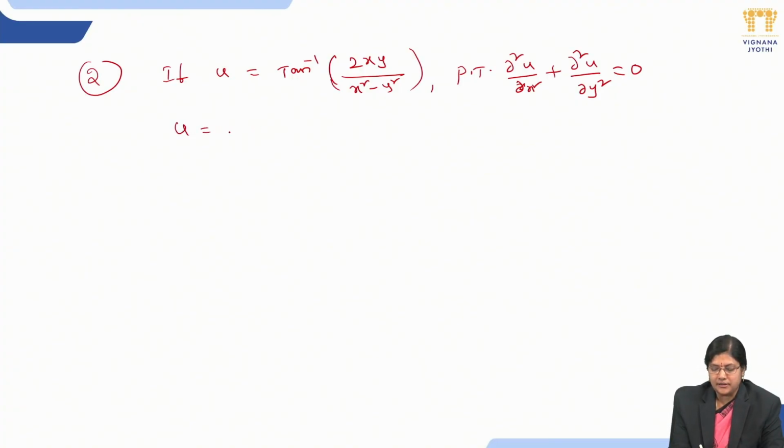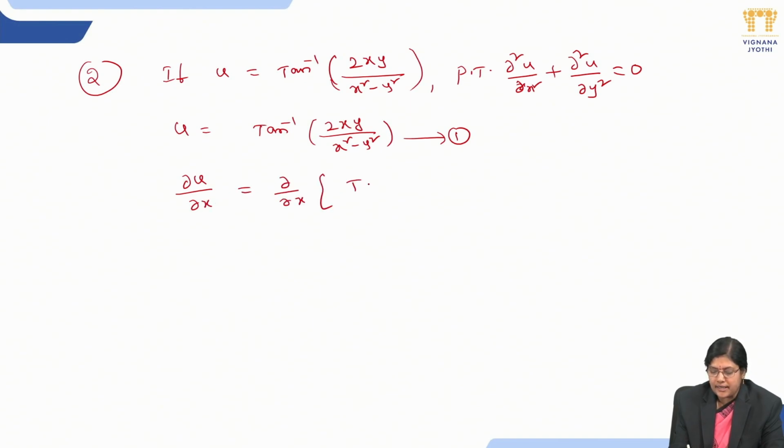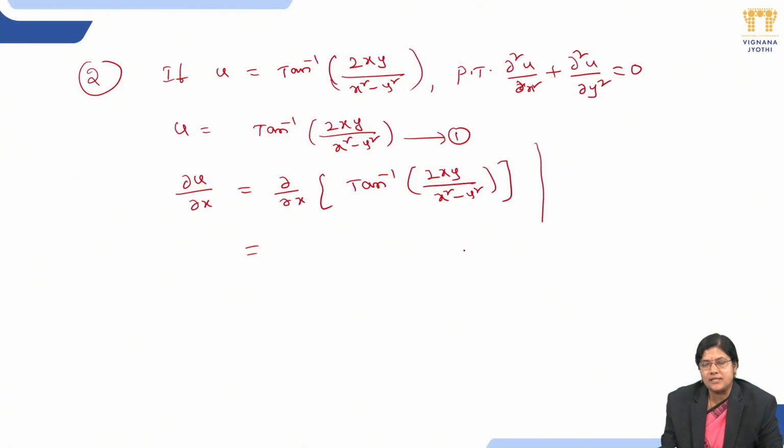Given that u is equal to tan inverse of 2xy divided by x square minus y square. Now, differentiate u with respect to x partially. We have ∂u/∂x equal to ∂/∂x of tan inverse of 2xy divided by x square minus y square. Already we know that d/dx of tan inverse x is equal to 1 by 1 plus x square.